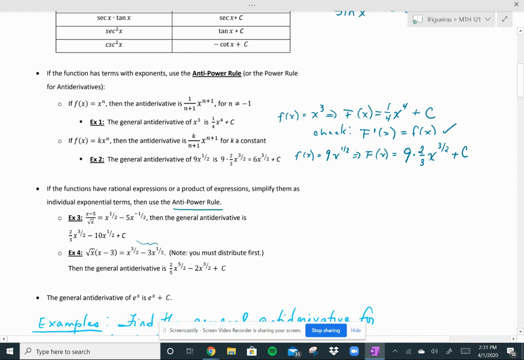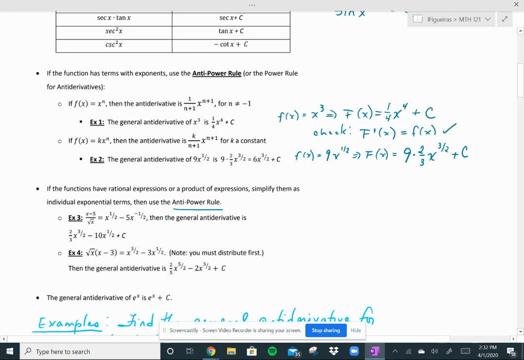So you add 1 to the exponent of 3/2, so you get x to the 5/2, and then multiply by the reciprocal, which is 2/5. Then you add 1 to the second exponent, so 1/2 plus 1 becomes x to the 3/2, multiply by 2/3, but the 3 cancels with this 3 right here, and so you have 2/5 x to the 5/2 minus 2x to the 3/2, and again, add your constant.